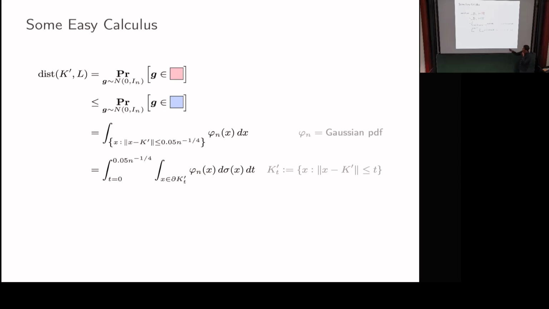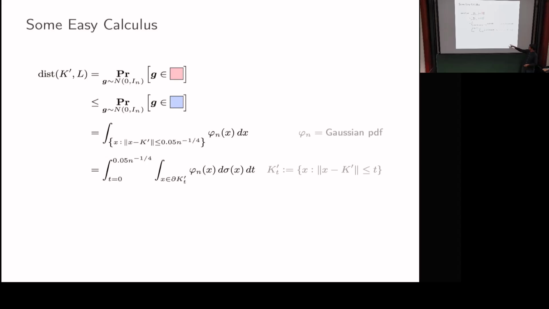So I'm going to copy this over to the next slide, and we're going to do a little bit of calculus. So this blue region was precisely the set of points x which were at distance at most 0.05 over n to the 1/4. I didn't write the n to the 1/4 in the previous slide, but hopefully that's okay. And you're just integrating the Gaussian density in this region to get the measure of that set. And we're just going to break this down into level sets. So t runs from 0 to 0.05 times n to the minus 1/4. And now you're just integrating the Gaussian density along the boundary of that level set.